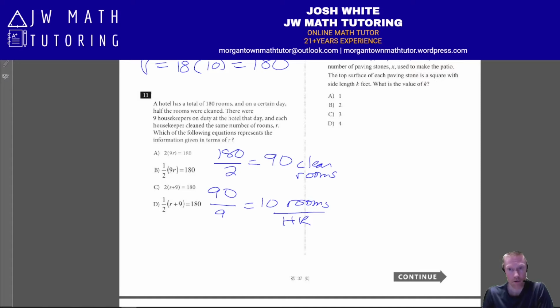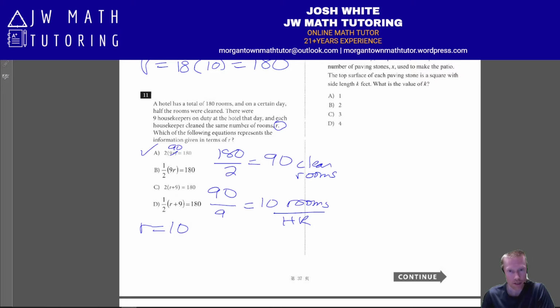And then here, they use R to represent the number of rooms that each housekeeper cleaned. So technically, R is going to equal 10. So now, all we have to do is just go through these answer choices and plug in 10 for R and see which equation is true, which equation makes sense. So in A, we have 9 times 10, which is 90. And then 2 times 90. Does that equal 180? Yes. So keep it for now.